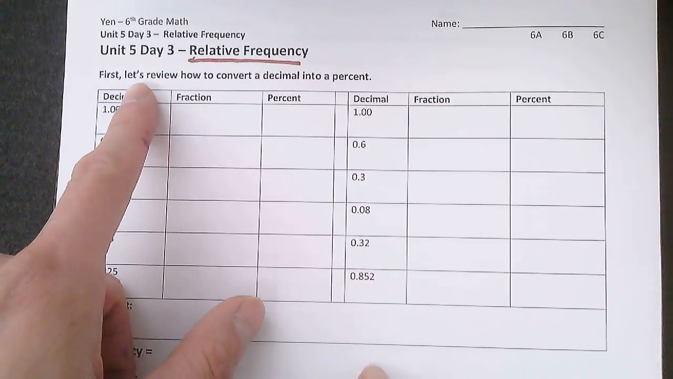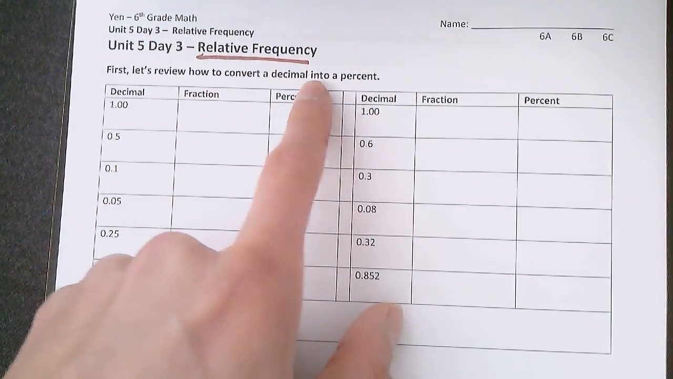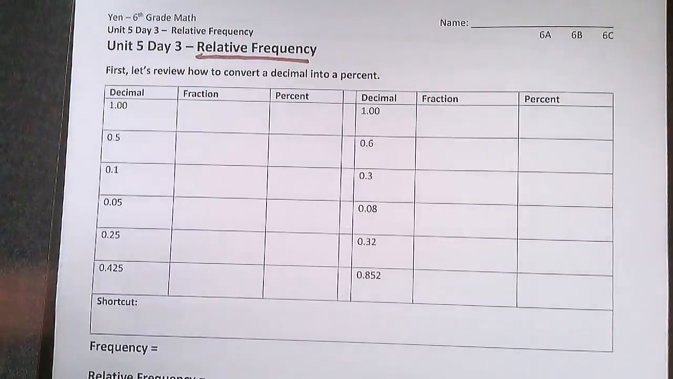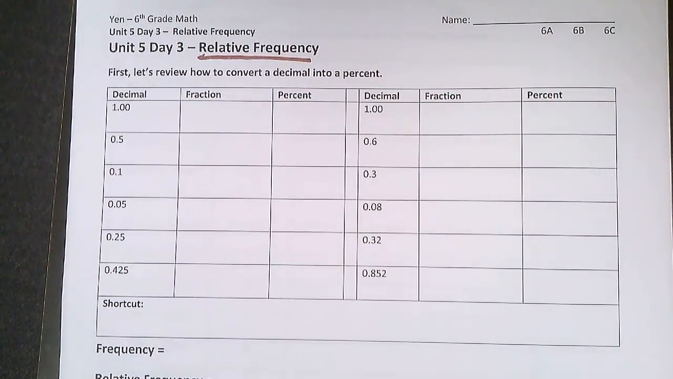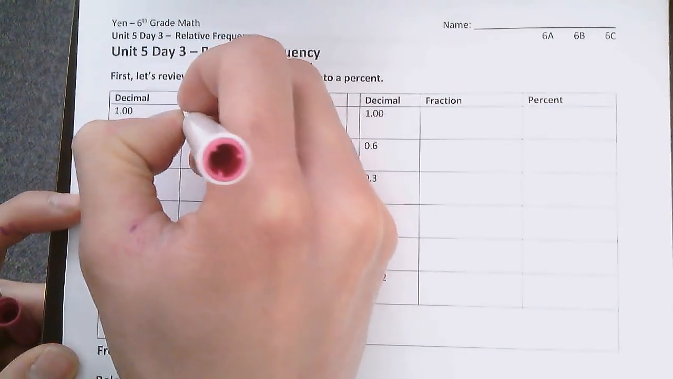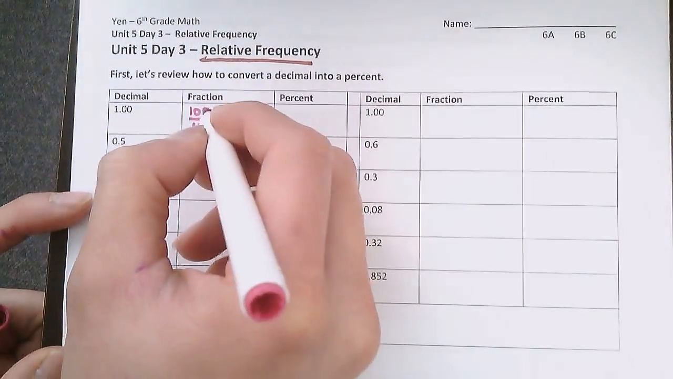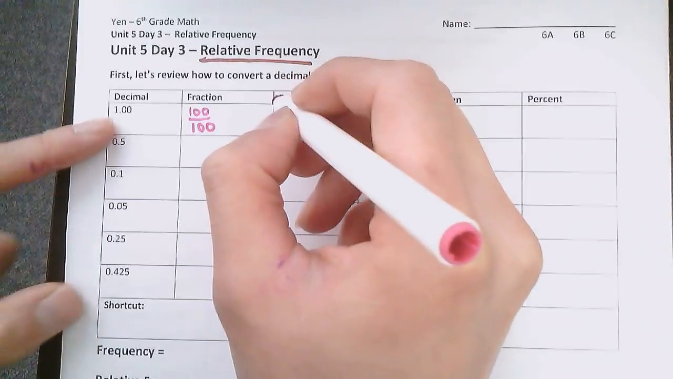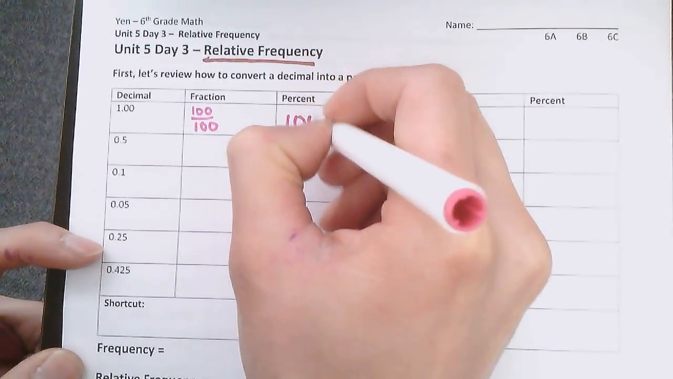This top part is asking us to review how we can convert a decimal into a percent. Starting with the number 1, or 1.00. That's what it is as a decimal. As a fraction, we can think of this as 100 out of 100. That's equal to 1. And so the percent out of 100 is 100. So 1.00 or 1 is the same thing as 100%.